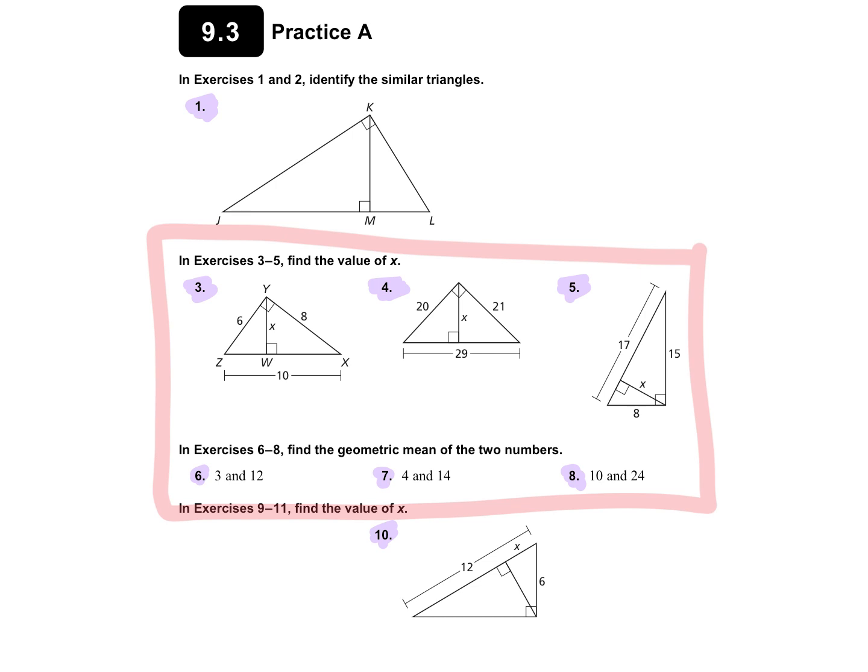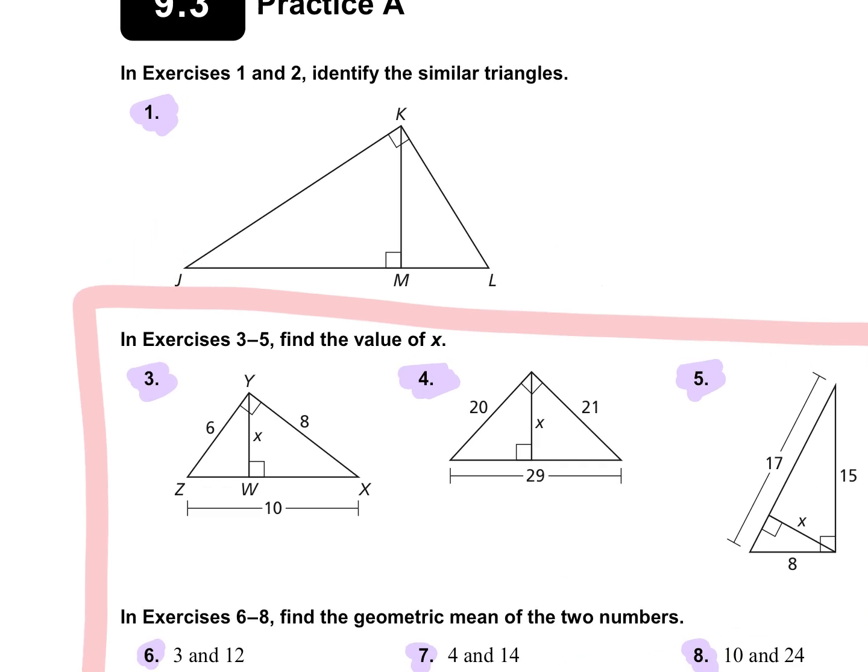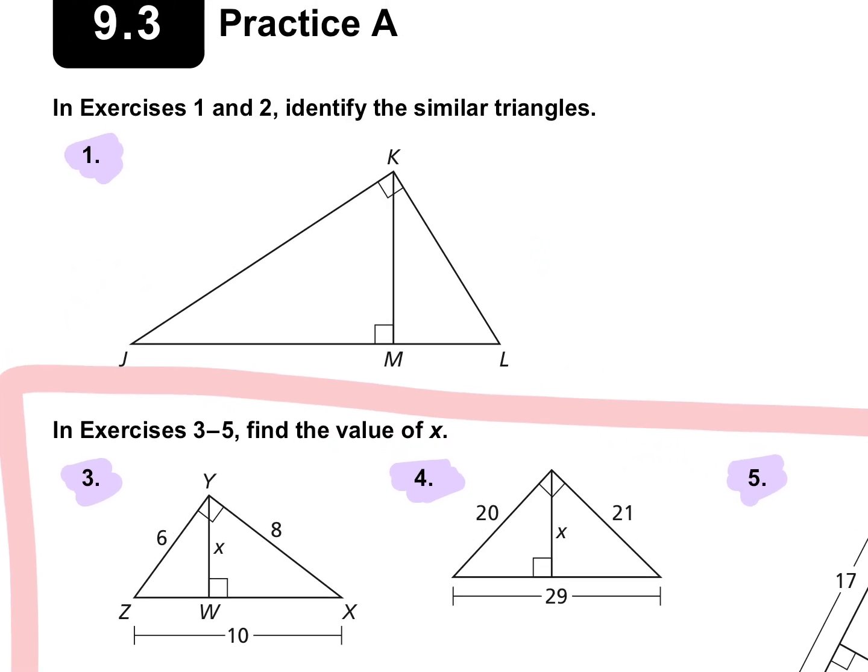So I'm going to go ahead and go over number 1. Looking at number 1, they want us to identify similar triangles. How many triangles do I have here? 3. I have the original triangle. I have my medium triangle. And then I have my smallest triangle.